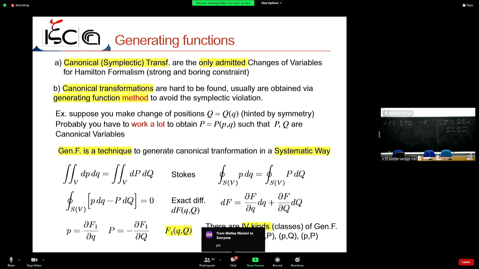Something that's unphysical. If I don't use canonical transformations, I could have unphysical solutions, okay? And now I will explain. So the generating function method is a method to avoid symplectic violations, okay? Example, suppose you want to change only the positions, for example. You decide this for symmetry. You know that your system has some symmetry, and you want to make the transformation from q to Q in order to exploit the symmetry of your system and simplify the formulation.